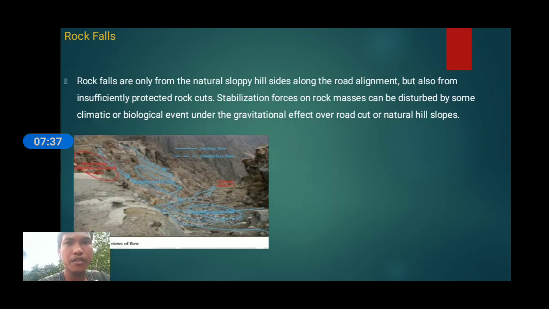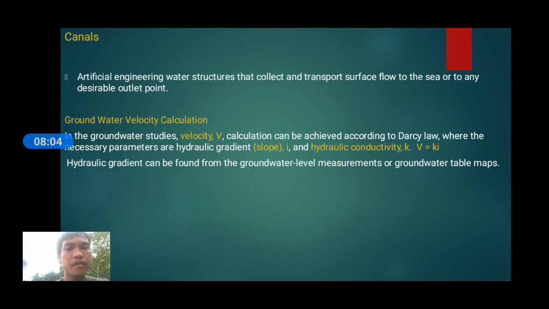Rockfalls are not only from natural slopes and hill slides along the road alignment, but also from insufficiently protected rock cuts. Stabilization force on rock masses can be disturbed by some climatic or biological event under the gravitational effect over a road cut or natural hill slope. Then canals: artificial engineering water structures that collect and transport surface flow to the sea or to any desirable outlet point.